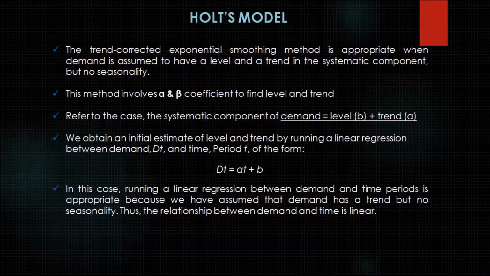Now referring to the case, the systematic component of demand is equal to level L plus trend T. We can obtain an initial estimate of level and trend by running a linear regression between demand, which is Dt, and time, period t, of the form of the equation below. Running a linear regression between demand and the time periods is appropriate because we have assumed that demand has a trend but no seasonality. Thus, the relationship between demand and time is linear.